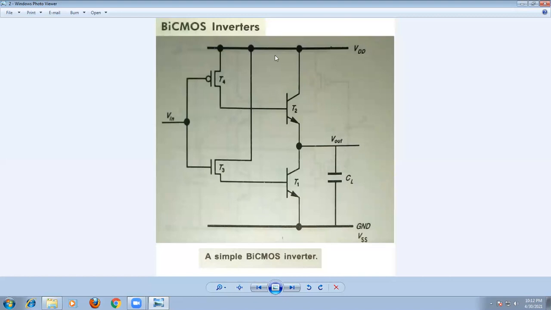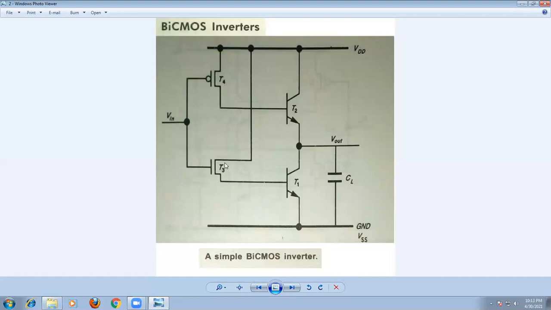Because just observe here, when the logic one condition is applied, a considerable amount of current flows from the VDD line to the ground line. When the input is high, this transistor is on and this transistor is also on, and these two transistors will be off. T4 is off, T2 is off, T3 is on, and T1 is on.